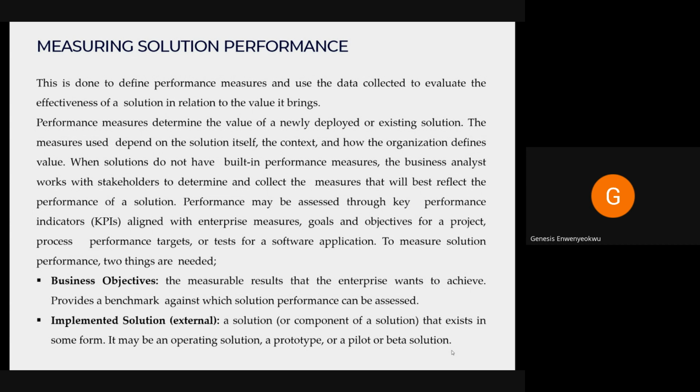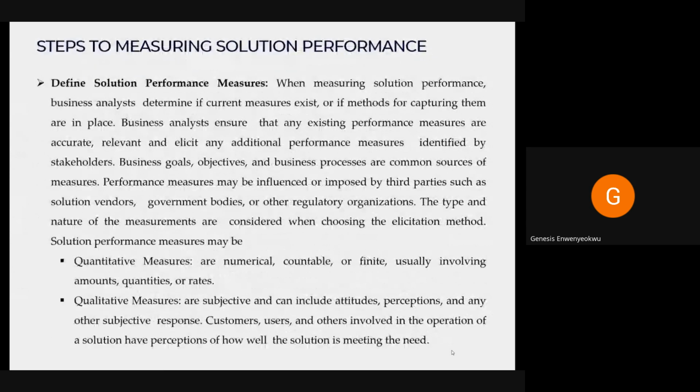Now, once you've been able to do that, the next thing will be for you to start gathering your performance measures. And to start that, the first thing, as I said, is to define the solution performance measures. In situations whereby no performance measures were defined ahead of time before implementation, you need to work with stakeholders to define the performance measures. But if those performance measures have been defined before implementation and they currently exist, you need to make sure that everyone is aligned on those performance measures.